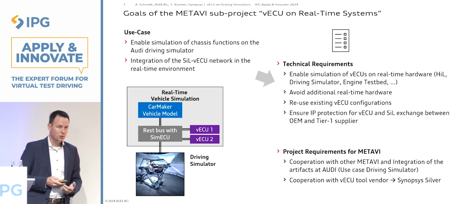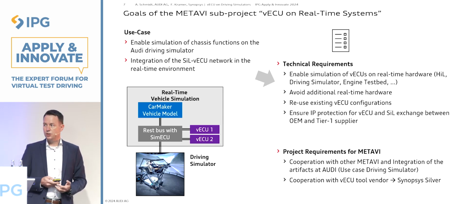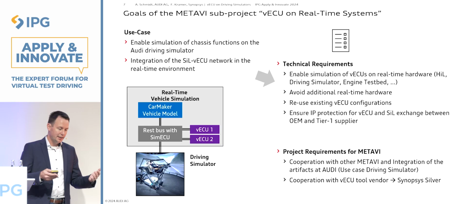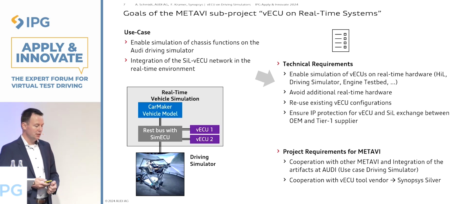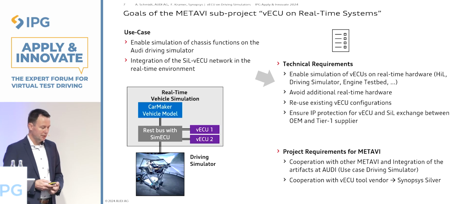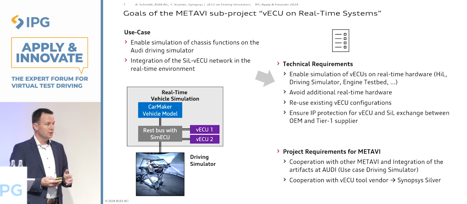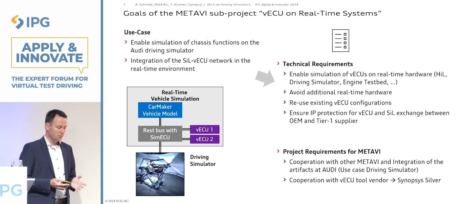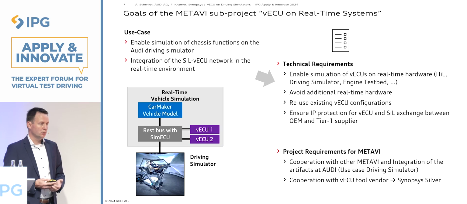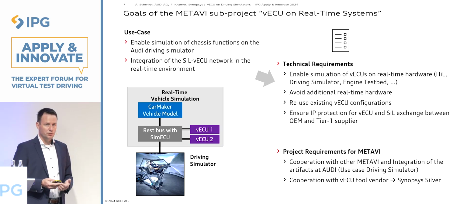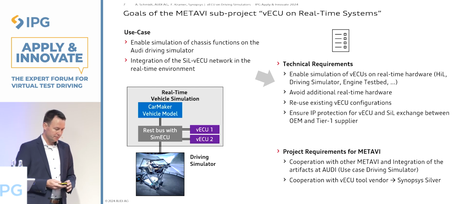And also, it was important to us to reuse the existing VECU configurations because a lot of work has been done to get these running, and we didn't want to start a second branch of VECUs just for these real-time applications. And very important, as this project was conducted with project partners from other companies, one goal was to ensure the IP protection of the solution when we exchange the VECUs, for example, with a tier 1 supplier.